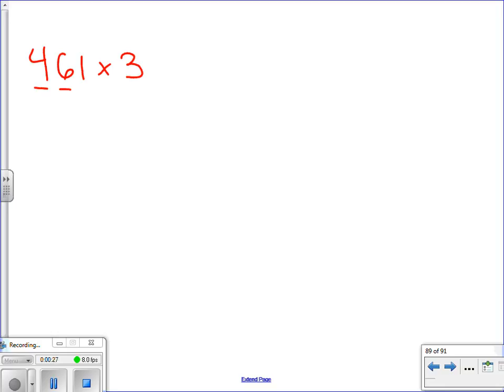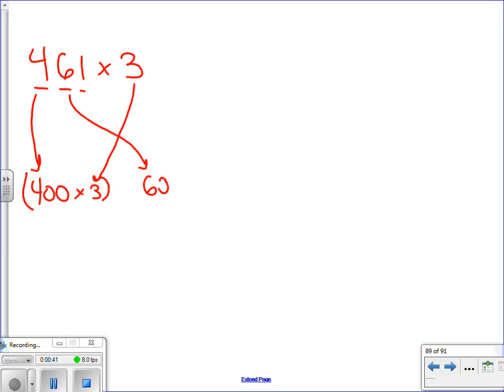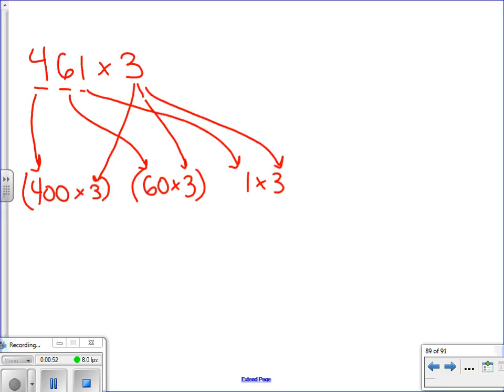We're going to separate the value of each of these digits. So we're going to take the value of the 4, which would be 400, and multiply that times 3. Then we're going to take the value of the 6, which would be 60, and multiply that times 3. And we're going to take the value of the 1 and multiply 1 times 3.